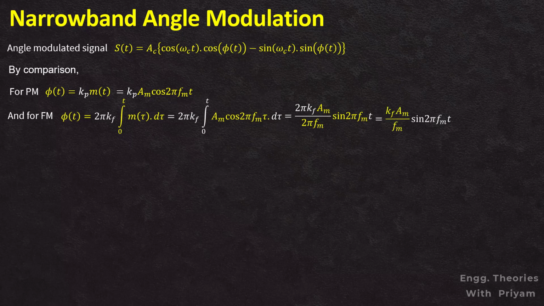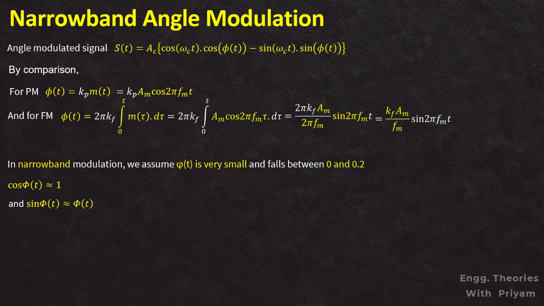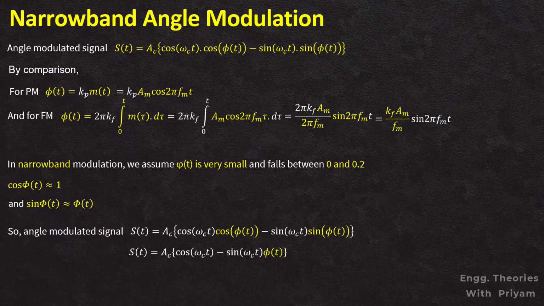In narrowband modulation, we approximate that this φ(t) is very small and falls between 0 and 0.2. This allows us to approximate cos φ(t) is equal to 1 and sin φ(t) is equal to φ(t). With these approximations, we can simplify the angle modulated signal s(t) as s(t) is equal to Ac into [cos ωc t minus sin ωc t into φ(t)].